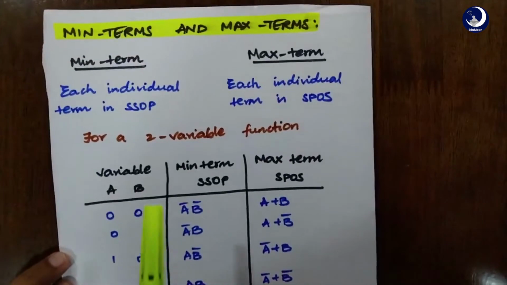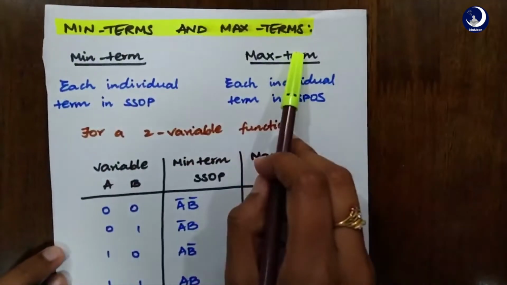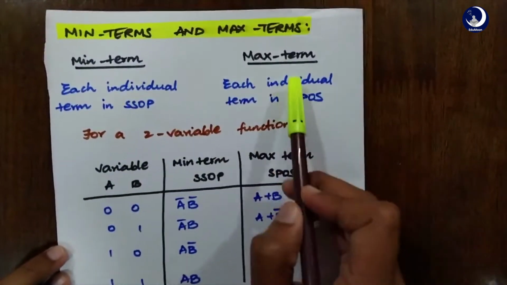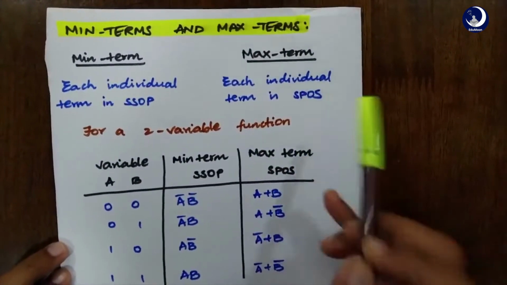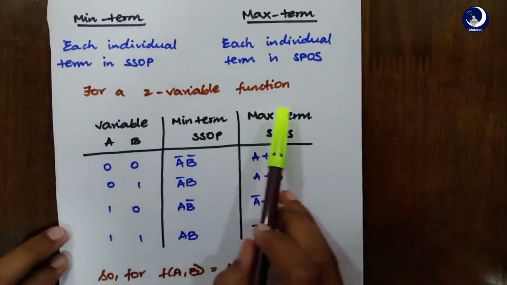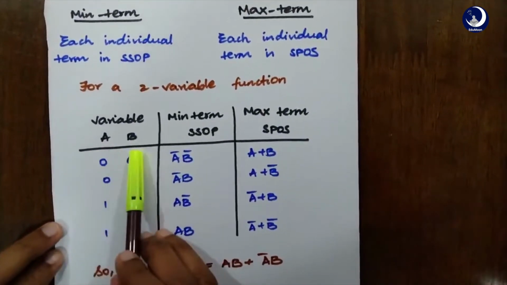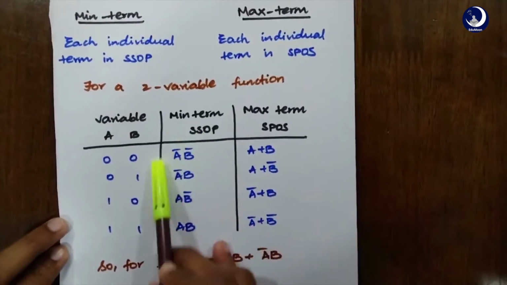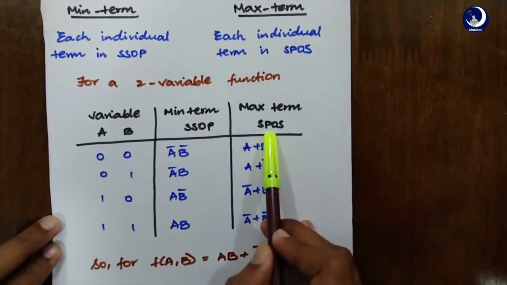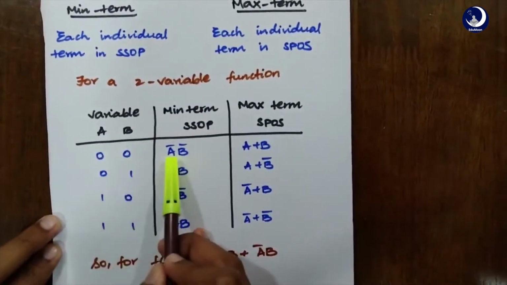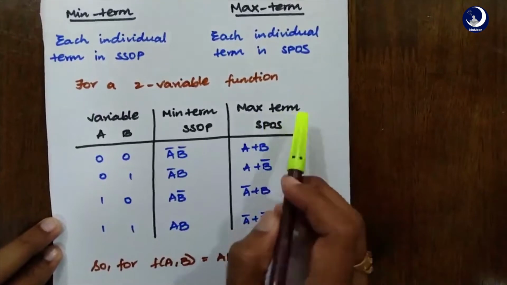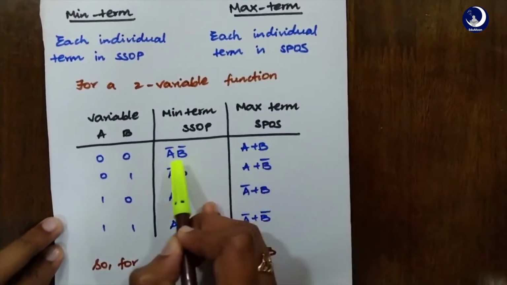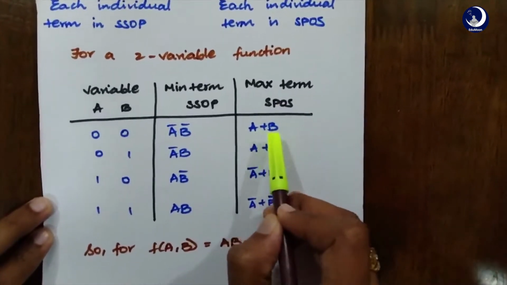Now let's see other kinds of definitions like min terms and max terms. A min term is an individual term in SSOP and a max term is an individual term in SPOS. For example, for a two variable function, you have variables a and b, which take values 0 0, 0 1, 1 0 and 1 1. Min terms are represented using these and max terms using these. For 0 and 0, say a bar and b bar. But in the case of max terms, 0 and 0 is taken as positive, like a plus b. Here it's a bar and b bar, but here it is just a and b.